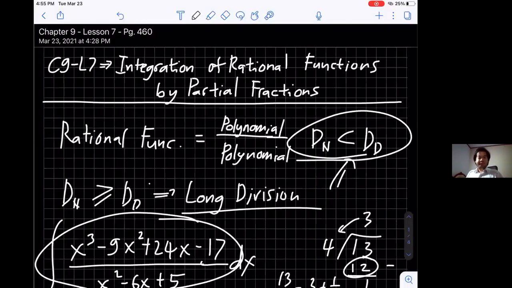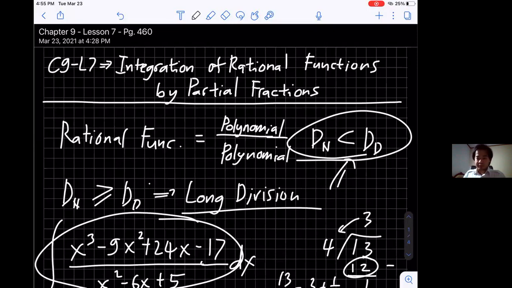Okay, good morning everyone. So I'm gonna still continue the lesson from chapter 9, lesson 7, integration of rational functions by partial fractions. Actually I have taught you the basic of how to integrate rational functions using partial fractions.